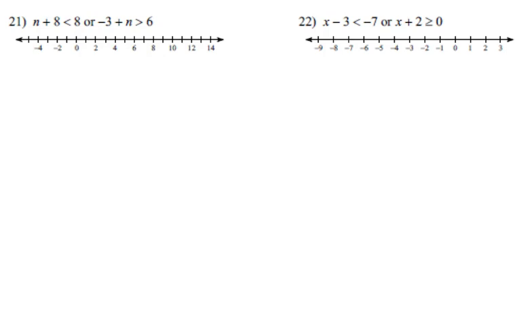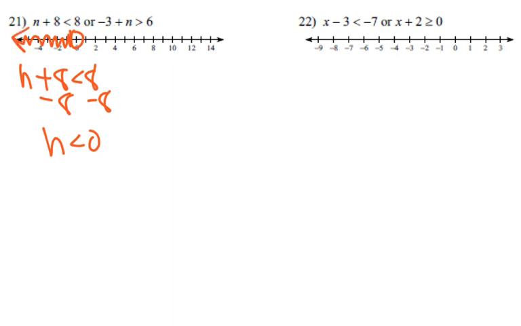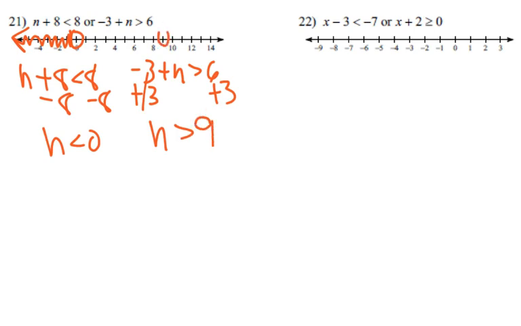Alright, 21. We've got n plus 8 is less than 8. Subtract 8 from both sides. N is less than 0. Hollow circle at 0. N is less, so we shade to the left. Negative 3 plus n is greater than 6. It's negative 3, so we add 3 to both sides, giving us n is greater than 9. So at 9, another hollow circle, n is bigger, so we shade to the right.